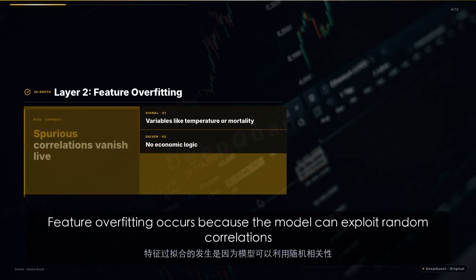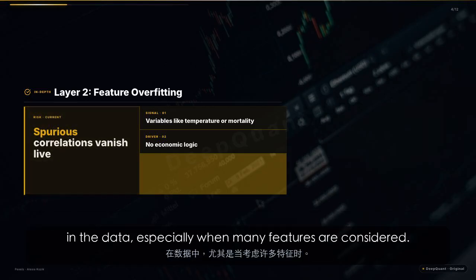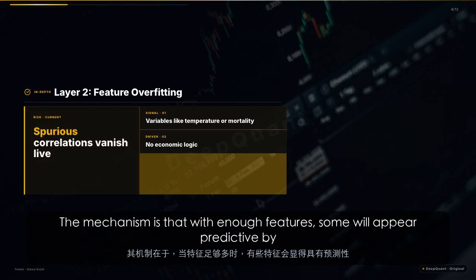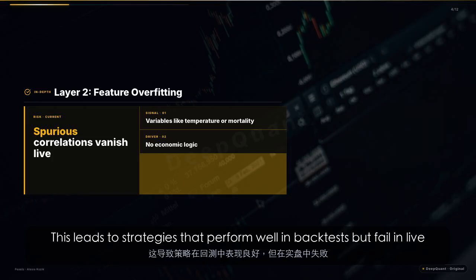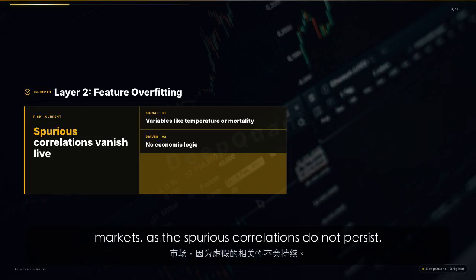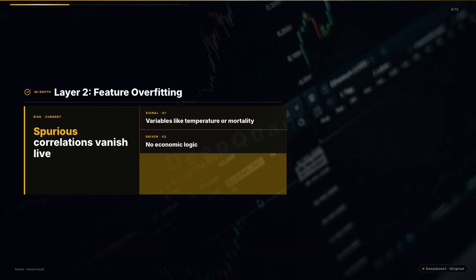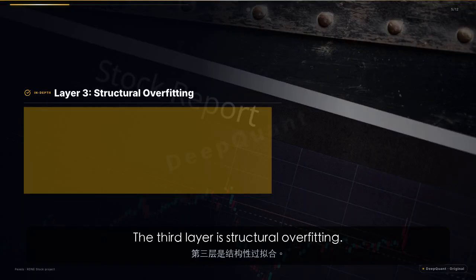Feature overfitting occurs because the model can exploit random correlations in the data, especially when many features are considered. The mechanism is that with enough features, some will appear predictive by chance, but these relationships are not stable. This leads to strategies that perform well in backtests but fail in live markets, as the spurious correlations do not persist. The third layer is structural overfitting.